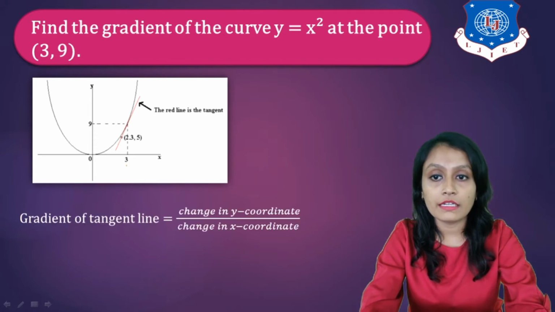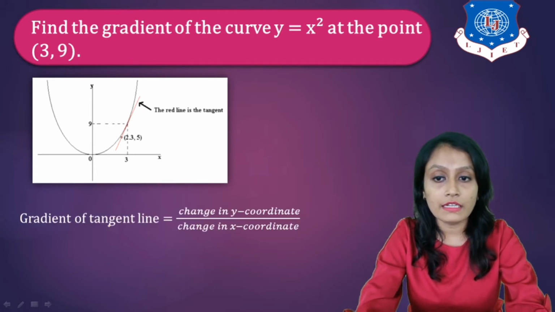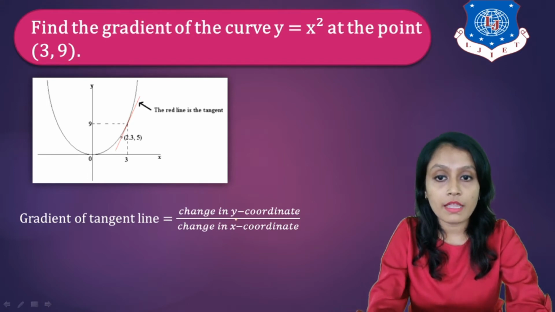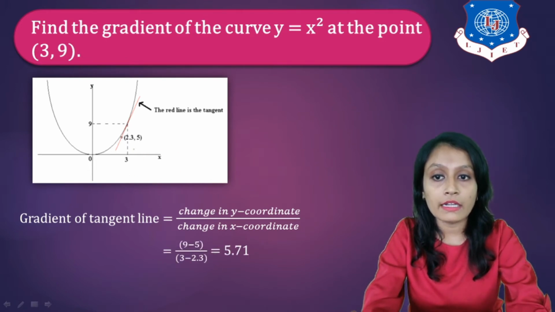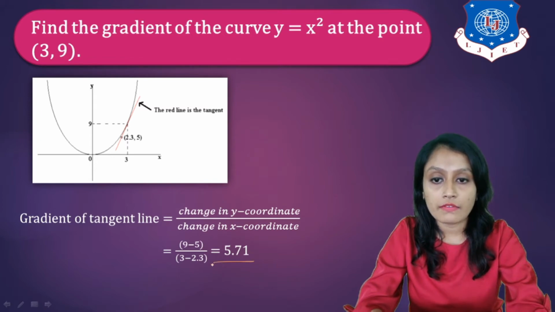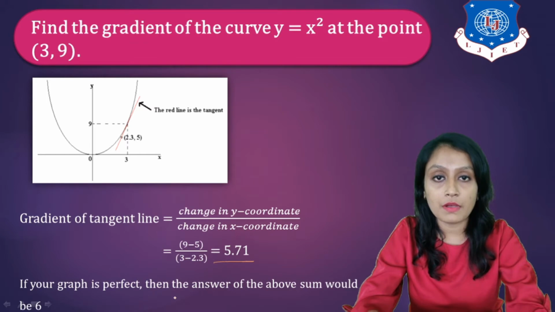Now we will find the gradient of the curve. For that, first we will find the gradient of the tangent line. It is given by the formula change in y coordinate upon change in x coordinate. Here your points are (3, 9) and (2.3, 5). So from here you can see the y coordinate, that is 9 minus 5 upon the x coordinate, that is 3 minus 2.3. On simplification, you will get the answer 5.71. Now, if your graph is perfect, then the answer of this above sum would be 6. So the main thing is you have to draw a perfect graph to get the correct answer.